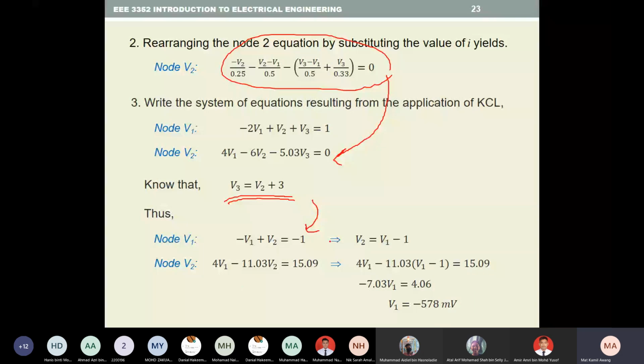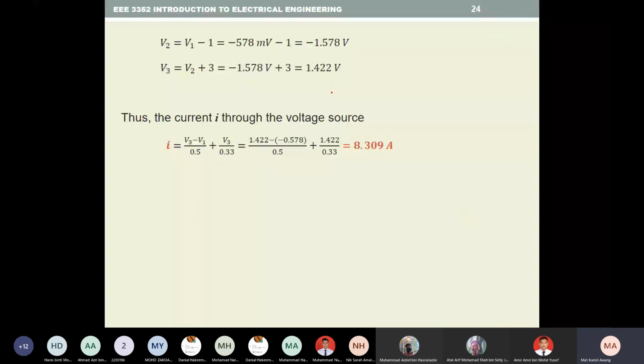So V2 is equal to V1 minus 1, and you simplify this. You get minus 7.03 V1 is equal to 4.01. So V1 therefore equal to this. So you get the value of V1. Then you can calculate for V2 and you get minus 1.578 volt, and V3 you get 1.422.